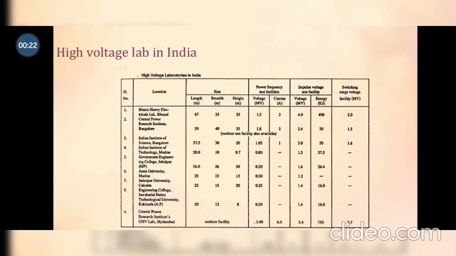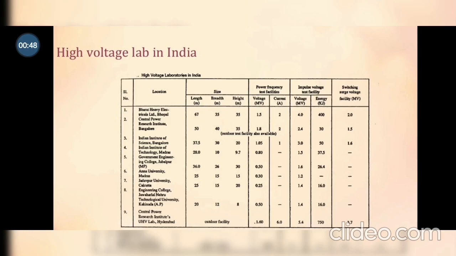First is Bharat Heavy Electricals Limited, Bhopal, which has a size of 67 meter length, 35 meter breadth, and 35 meter height. Here, the power frequency test facility is 1.5 megawatt, 2 ampere, and the impulse voltage test facility is 4.0 megawatt and 400 kilojoule. The switching surge voltage facility is 2.0 megawatt.